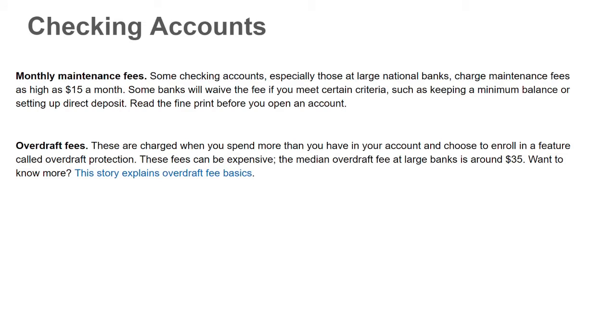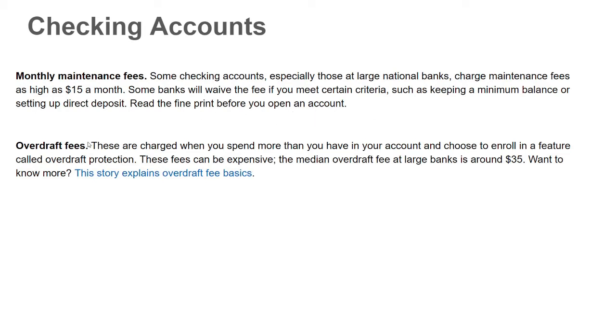Checking accounts. Some come with monthly maintenance fees. So, at a large bank, it could be $15 a month, but oftentimes banks will waive the fee if you reach a certain minimum threshold or if you continuously add money to the account. So make sure you read the fine print before you open an account with a certain bank.